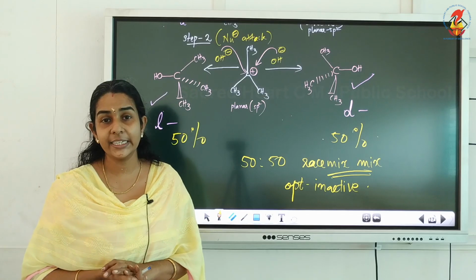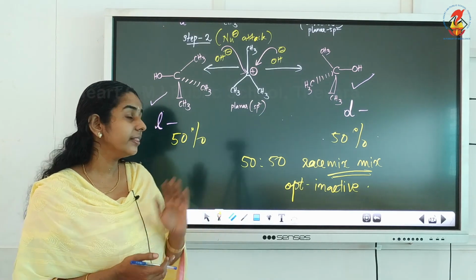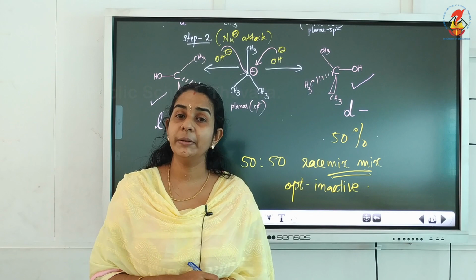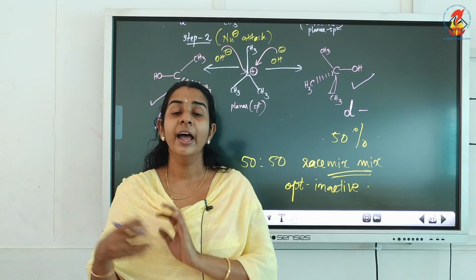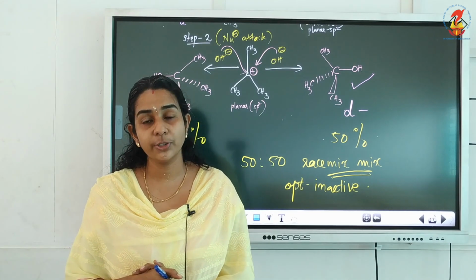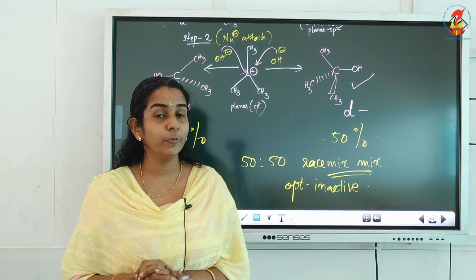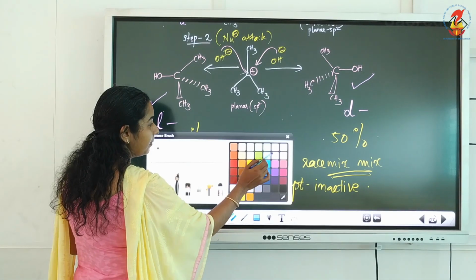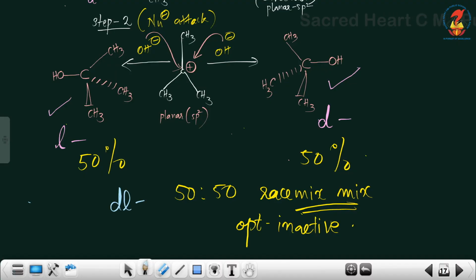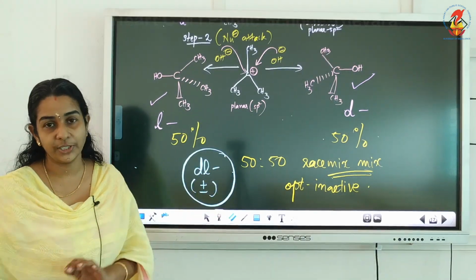Why are they optically inactive? Racemic mixtures are always optically inactive. The reason is the rotation due to one isomer will be cancelled by the rotation due to the other isomer, because half will be having clockwise rotation and half will be having anti-clockwise rotation. So the net rotation will be 0. That is why racemic mixtures are optically inactive. Now how can we represent a racemic mixture? They can be represented as DL together, or plus or minus in a single bracket. So this is the representation of racemic mixtures.